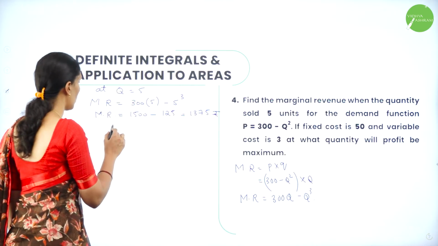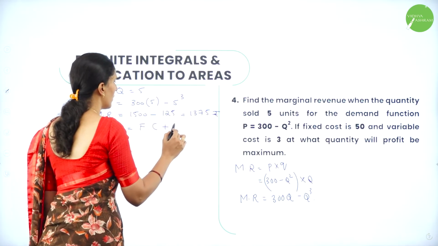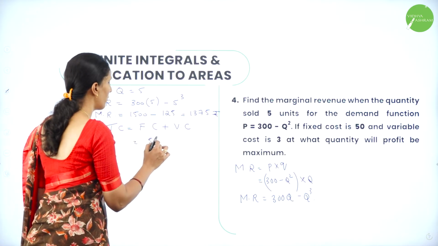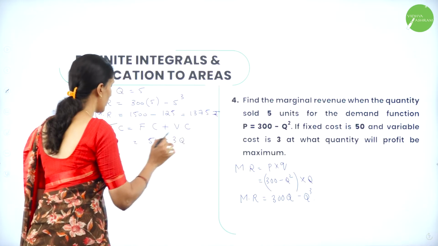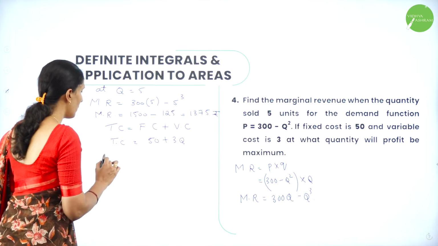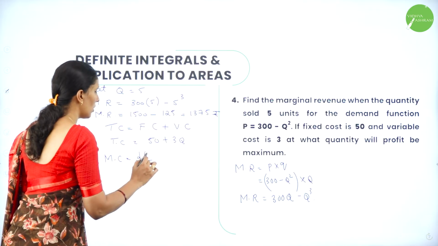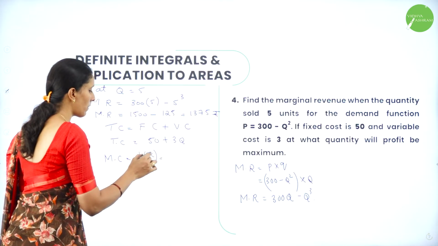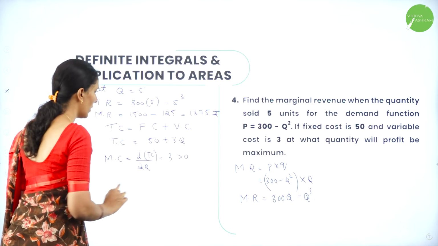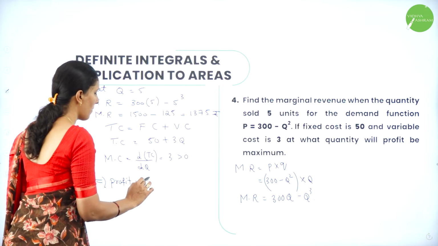Now, let us find out the total cost. Total cost is equal to fixed cost plus variable cost. So, here the fixed cost is given as 50 and the variable cost becomes 3Q. So, this is the total cost. Now next we have to find out the marginal cost. We know that marginal cost is the derivative of total cost. So, when you differentiate it with respect to dQ, it becomes 3. So, clearly it is greater than 0. That implies profit is maximum.